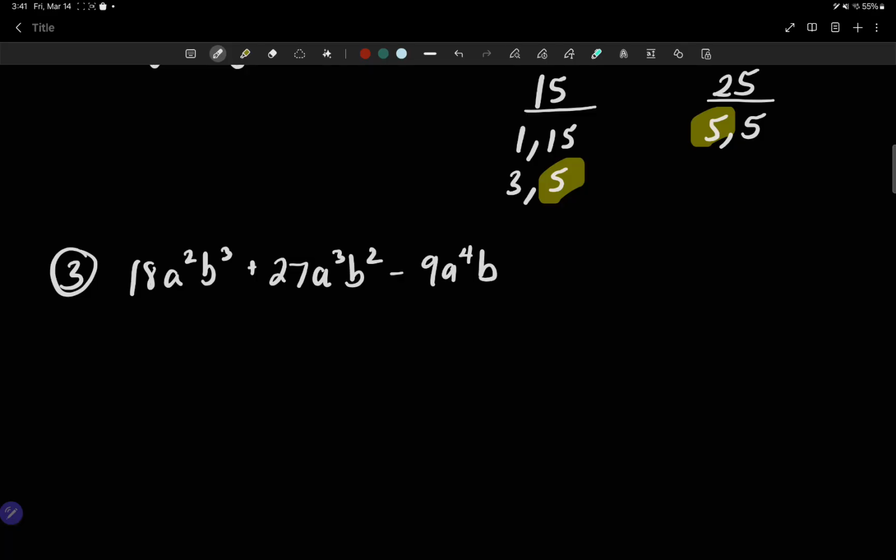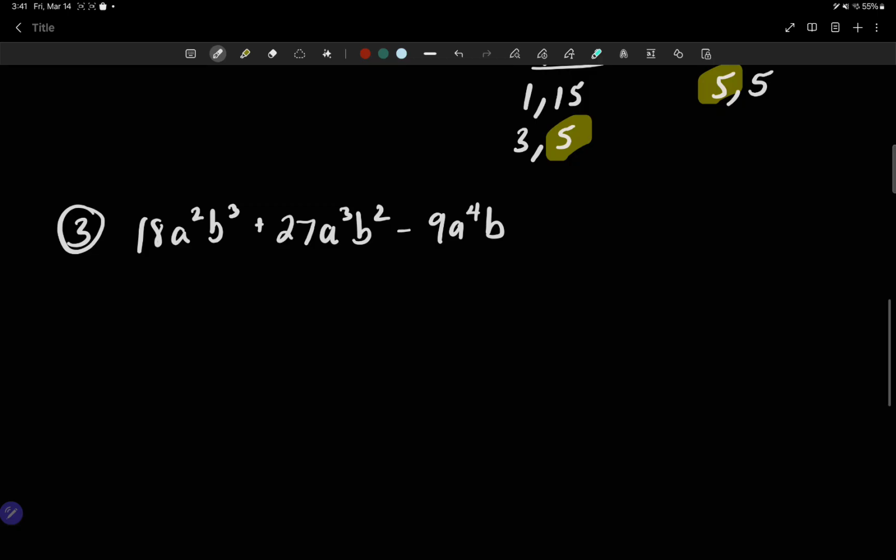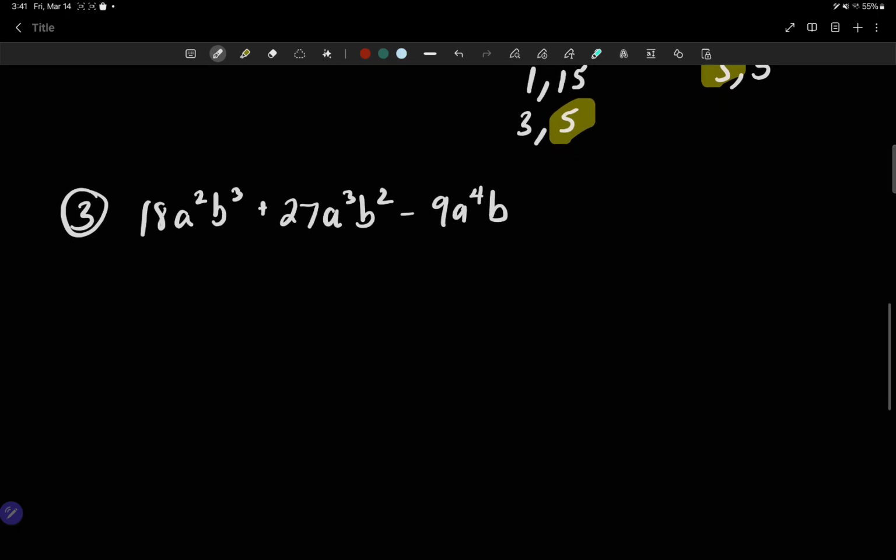So what numbers multiply to 18, 27, and 9? And I just kind of go from there, reverse engineer my divisibility, knowing my times tables. So 18 divided by 9, actually, we need to factor out a 9. Oops. And then let's look at the a. So we have 2 factors of a here, we have 3 factors of a here, and 4 factors of a here. So the most I can take out is 2 of them.